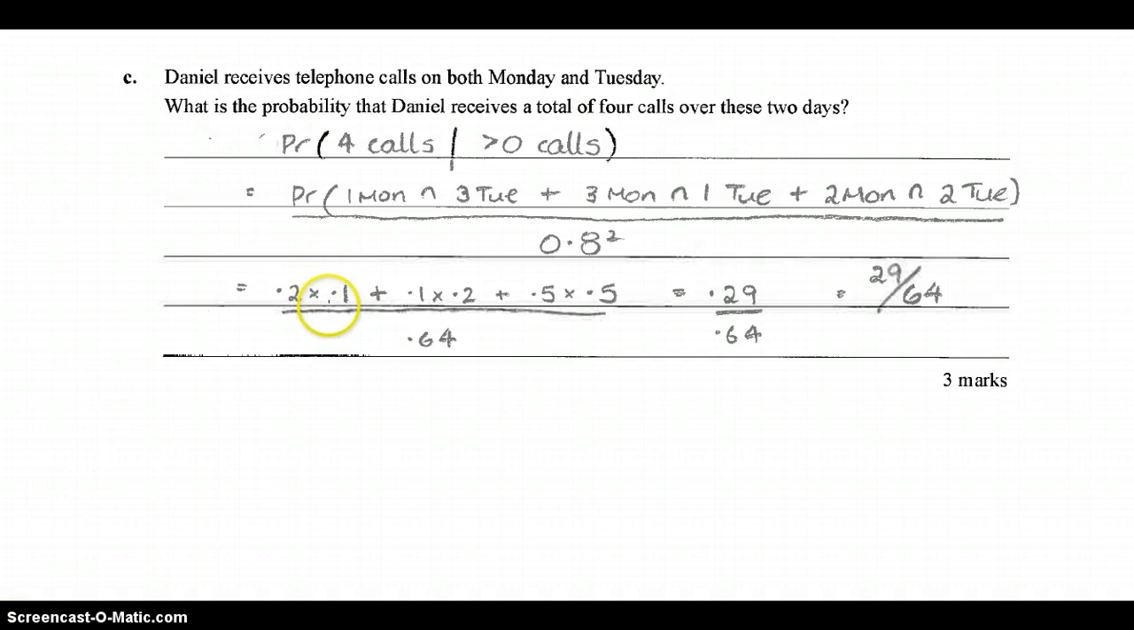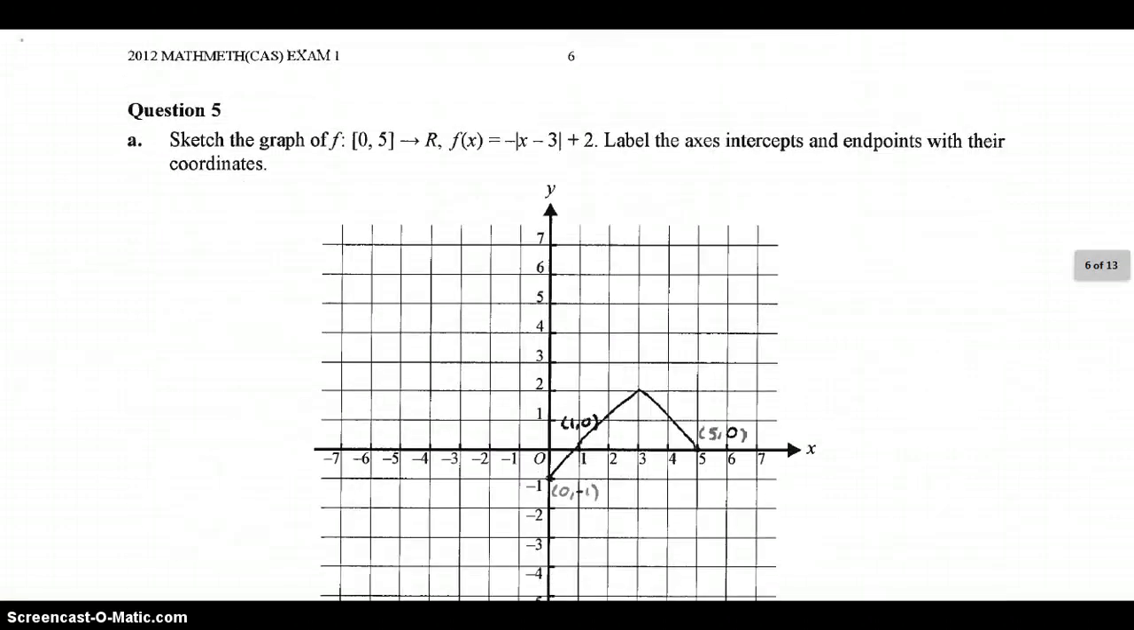The top, these are the 3 different ways that he can get exactly 4 calls. You can get 1 on Monday and 3 on Tuesday, or 3 and then 1, or 2 and 2. If we find those 3 probabilities, add them together, I get 0.29. So my answer is 0.29 over 0.64, which is 29 over 64. Make sure that fraction can't be simplified any further, because 29 is a prime number, it can't. However, if that could have been simplified, you would have lost a mark if you didn't do so.